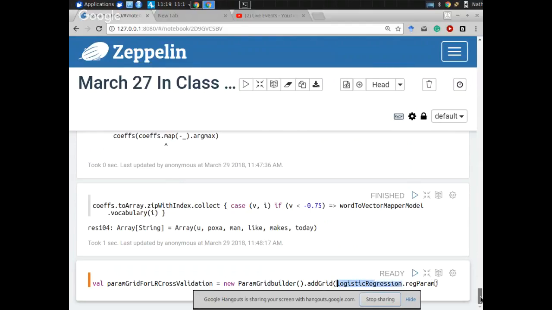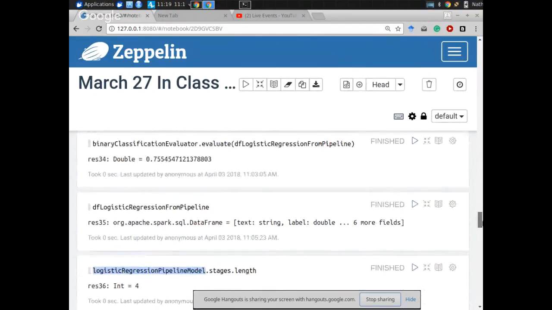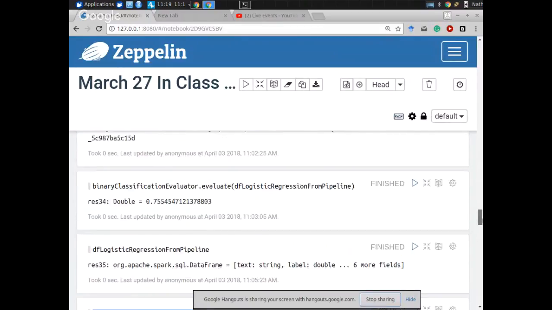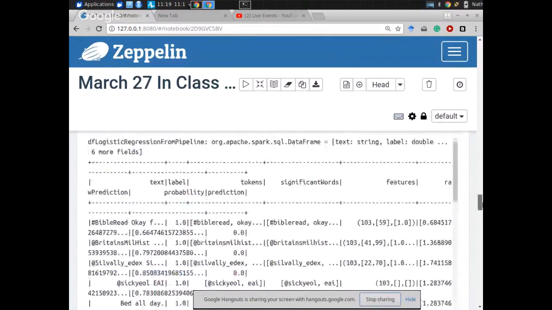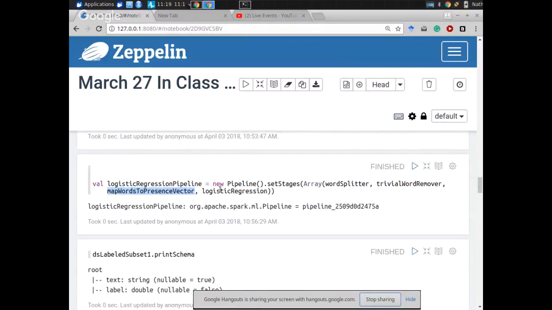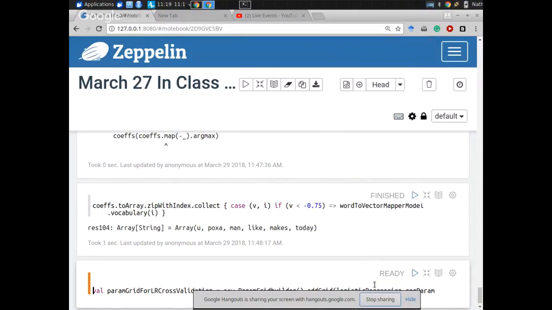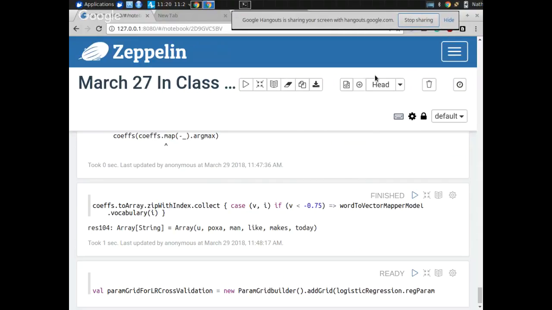Where did this logistic regression come from? Well, it came from way up here, where we had a logistic regression there. See that? Logistic regression. And so it's part of the pipeline. So for the regularization parameter as part of this, let's get this up here. We're going to put in place an array of possible values.